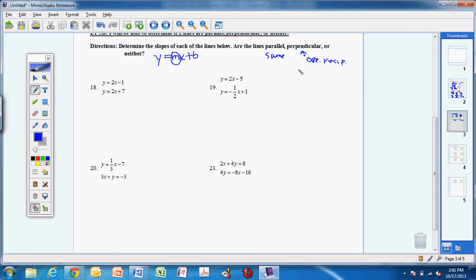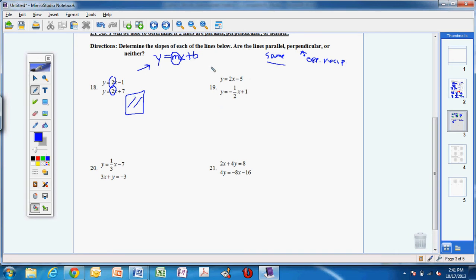And if it's neither, then it's just not going to be either of those. So for example, if we look at 18, both of these are already in slope-intercept form, so I don't have to do any work there. And from here, all I have to do is look at my slopes. So my first equation has a slope of 2, and my second equation also has a slope of 2. So like we said before, if they're the same, that's how I know that these are going to be parallel.